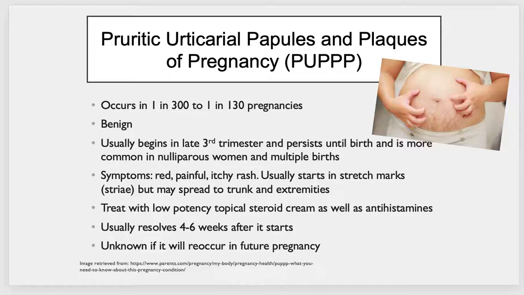So we usually just treat this with antihistamines. We can give them a topical steroid cream if it gets really bad, but it's really just palliative treatment for the most part. It usually resolves fairly quickly, though it doesn't feel quick to them, to be honest. It feels like a long time. But it can resolve within 4 to 6 weeks after it starts, so sometimes it stops even before they're done being pregnant. And it is unknown whether or not it will recur in any future pregnancy.